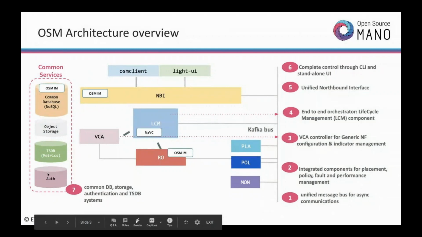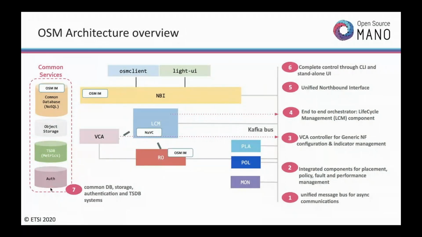We have an authentication module, through an internal backend or through a Keystone backend, that provides identity management and assignment of roles in the system. So this is, in general, the architecture of Open Source MANO.